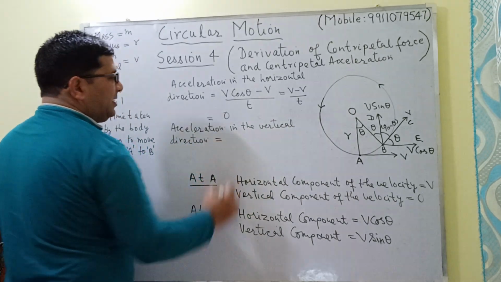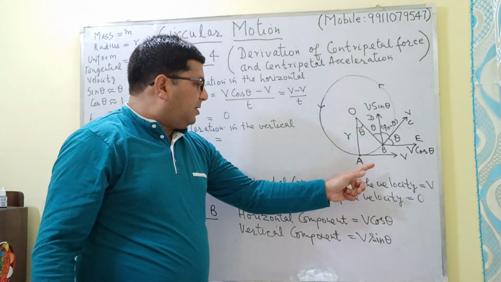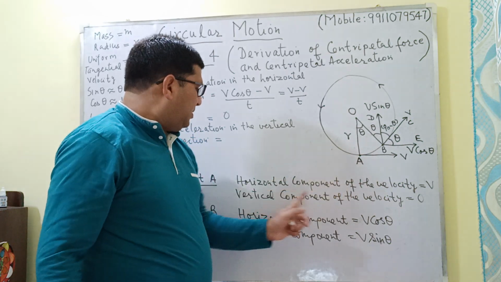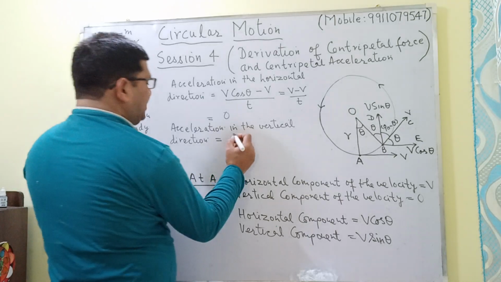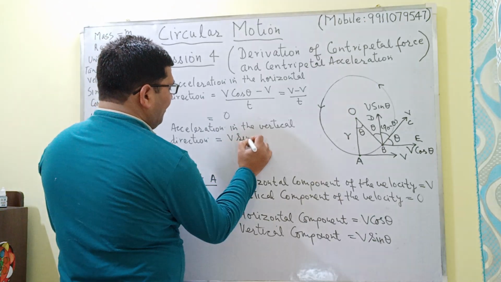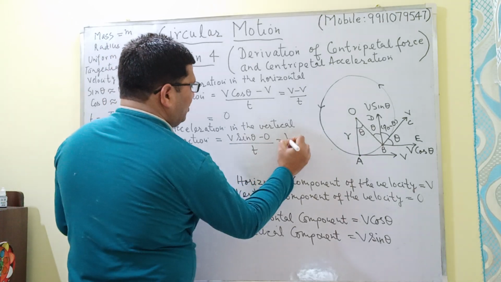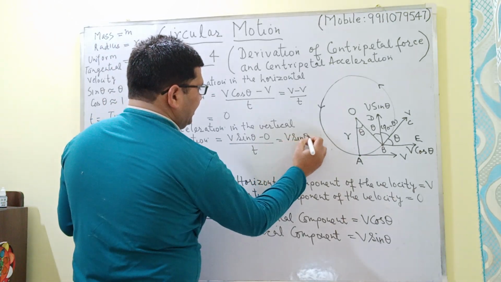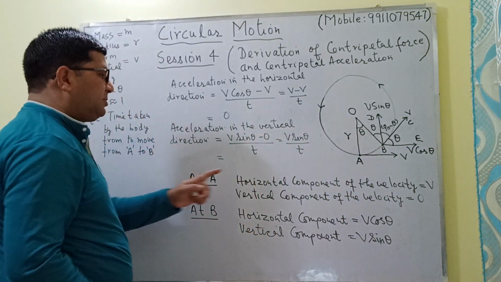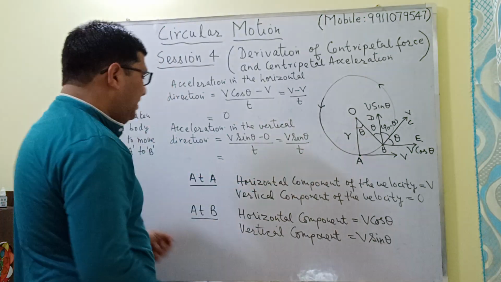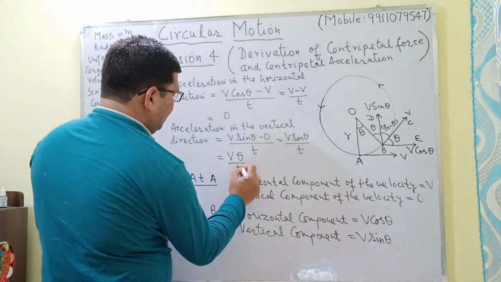So the acceleration in the vertical direction will be equal to V sin theta minus 0, because the vertical component of the velocity at A is 0. So V sin theta minus 0 upon T, and this is equal to V sin theta upon t, and since theta is very small, therefore sin theta can be taken as theta, so this is equal to V theta upon t.